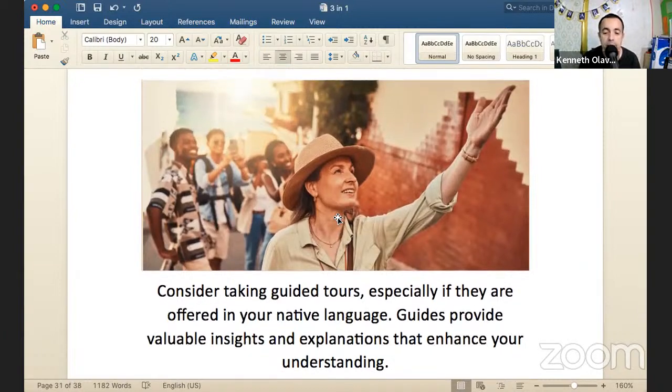Consider taking guided tours, especially if they are offered in your native language. Guides provide valuable insights and explanations that enhance your understanding.